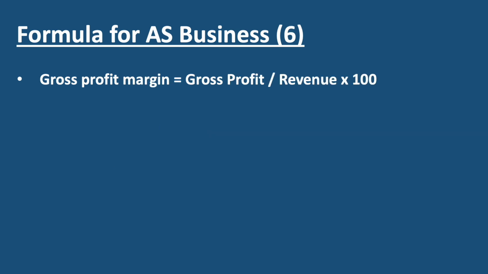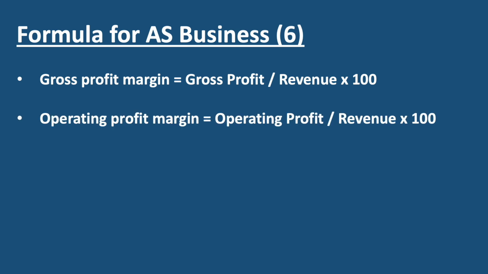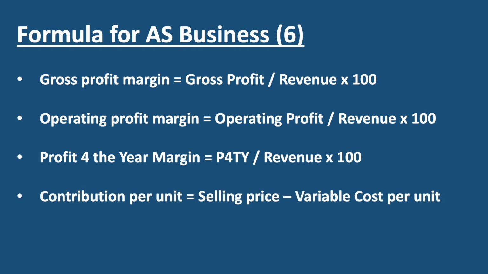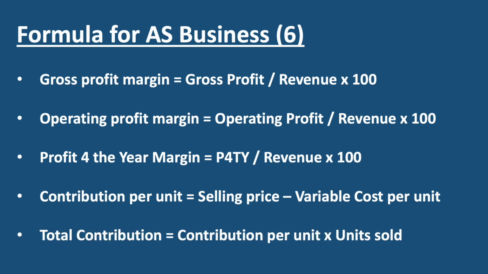And the next set, gross profit margin equals gross profit divided by revenue times by 100. Operating profit margin is operating profit divided by revenue times by 100. Profit for the year margin is profit for the year divided by revenue times by 100. Contribution per unit equals the selling price minus the variable cost per unit. And remember, contribution per unit, you are contributing towards paying off your fixed costs. Total contribution is contribution per unit times by how many units sold.